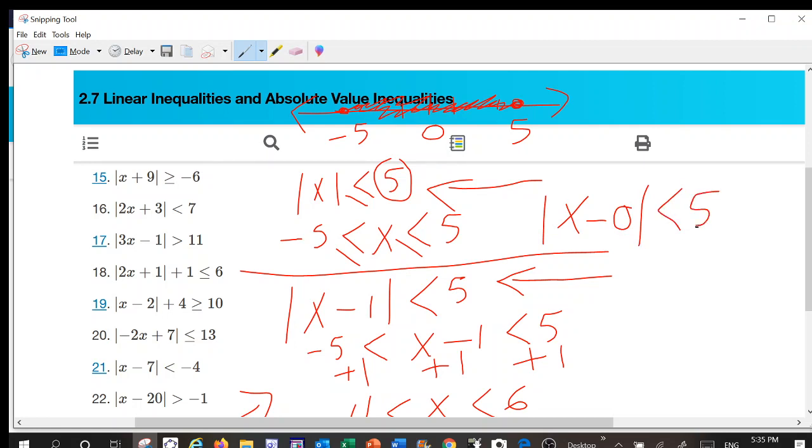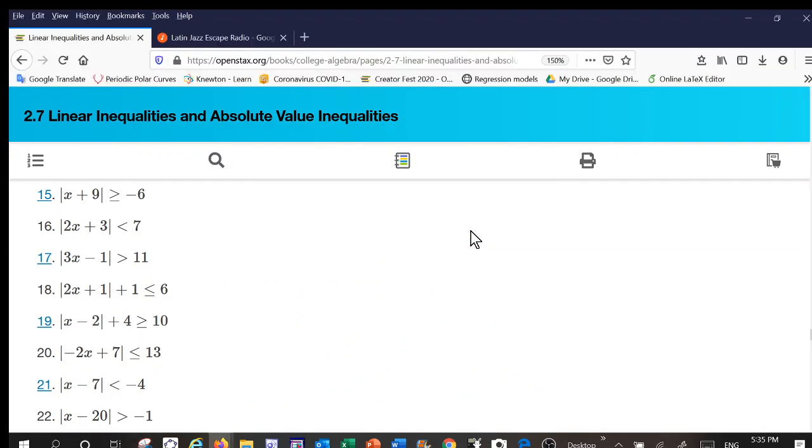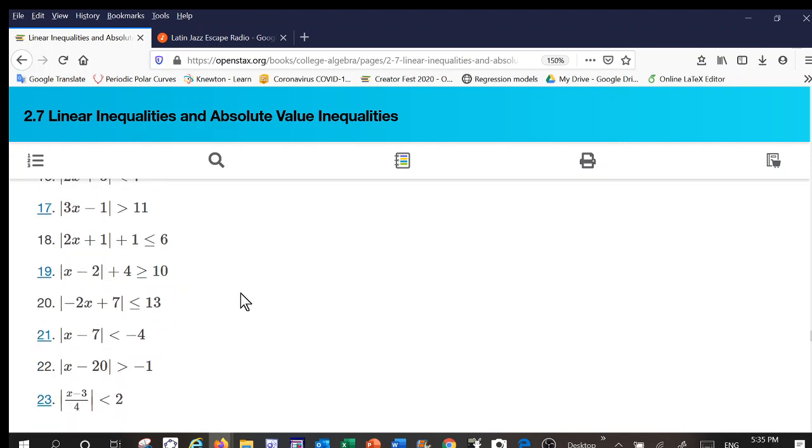So what are we looking for? We're looking for numbers whose distance from 0 is 5, right? And x, of course, means numbers that we don't know, so they're unknown. Okay, now we can do a few of these problems. So let's do number 16.